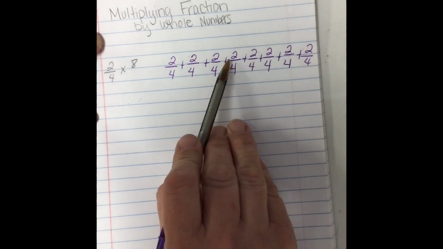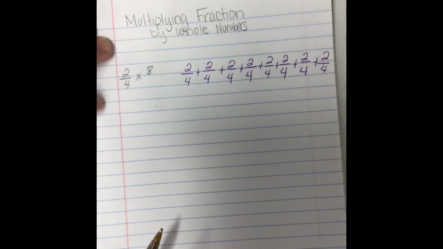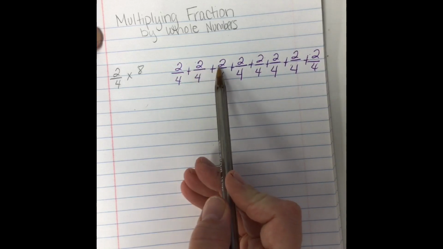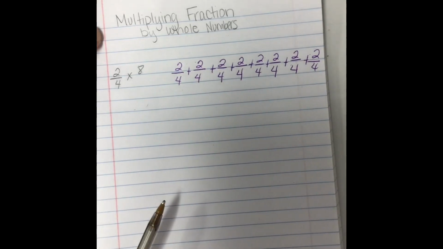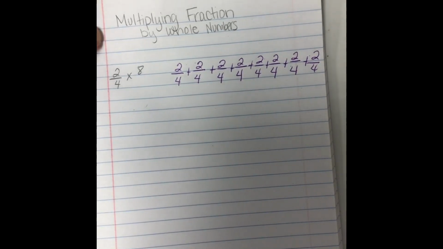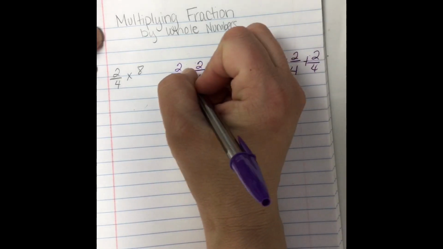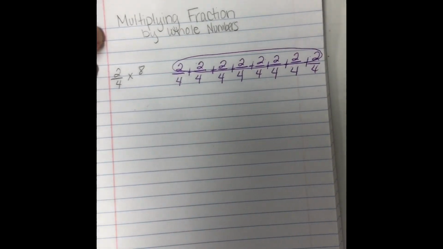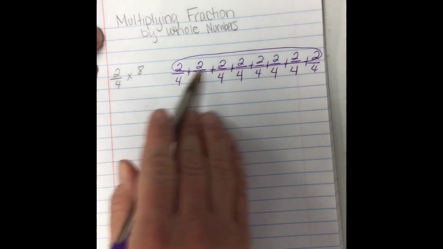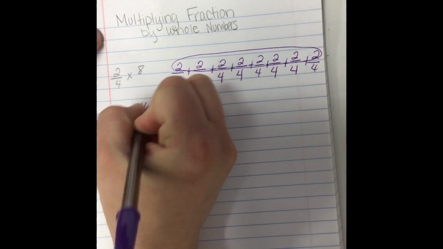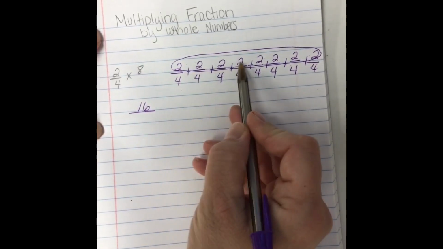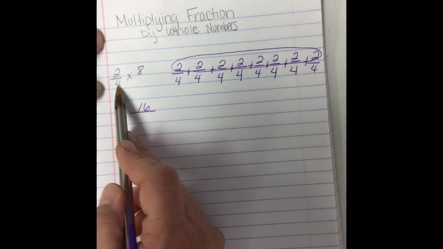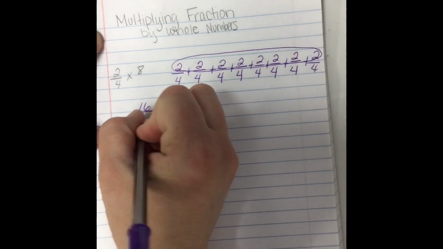One, 2, 3, 4, 5, 6, 7, 8. So 2 fourths times 8 is the same as saying 2 fourths plus 2 fourths plus 2 fourths plus 2 fourths, and so on, right? And when we add fractions, we only ever add the numerator, right? The denominator always stays the same. So the easiest way to say this is 2 times 8 is 16, because 2 plus 2 plus 2 plus 2 plus 2 plus 2 plus 2 plus 2 is going to give you 16. And then our denominator always stays the same.